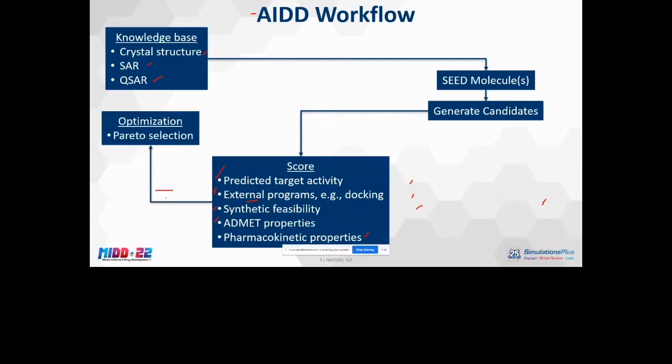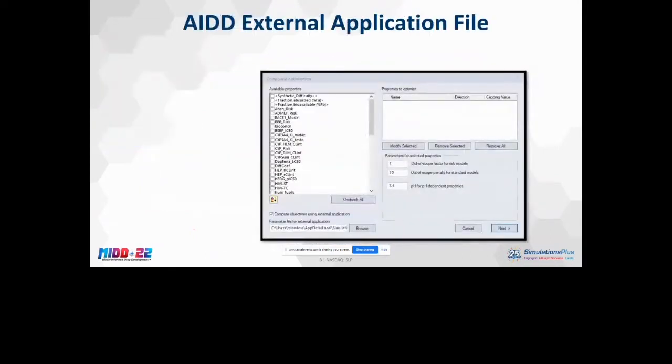Now, once you have the compounds generated and scored, we use Pareto selection to select compounds on the Pareto front. These are the compounds with the best mix of properties across these various scoring functions. And then we simply iterate. We take everything from the Pareto optimization and then apply the transformations to them and go round and round. This next slide shows an image of the first dialog box from AIDD, and we're looking specifically at computing objective properties using this external function.